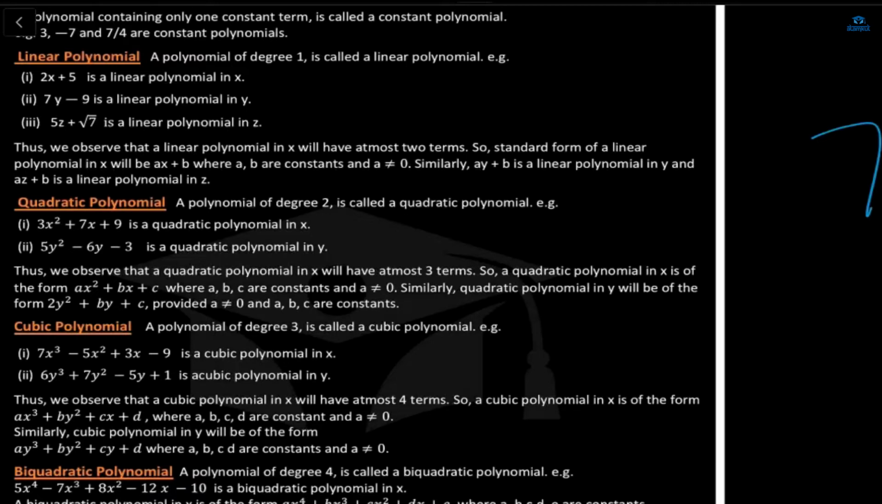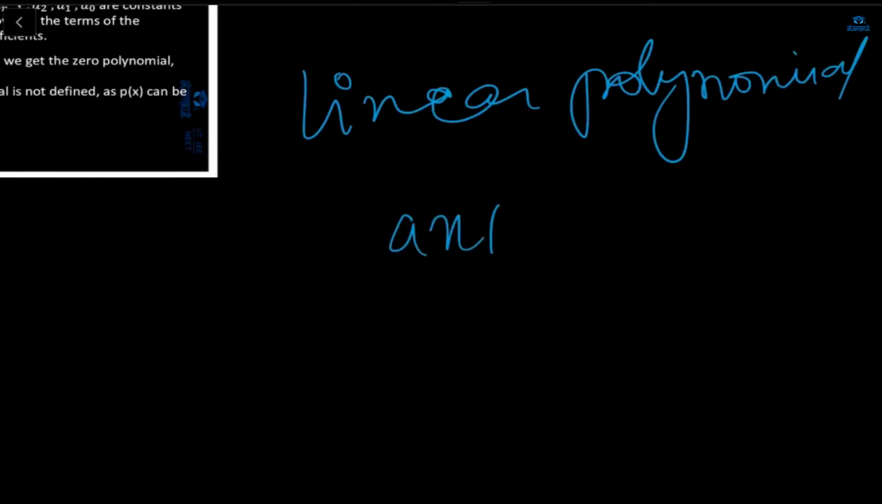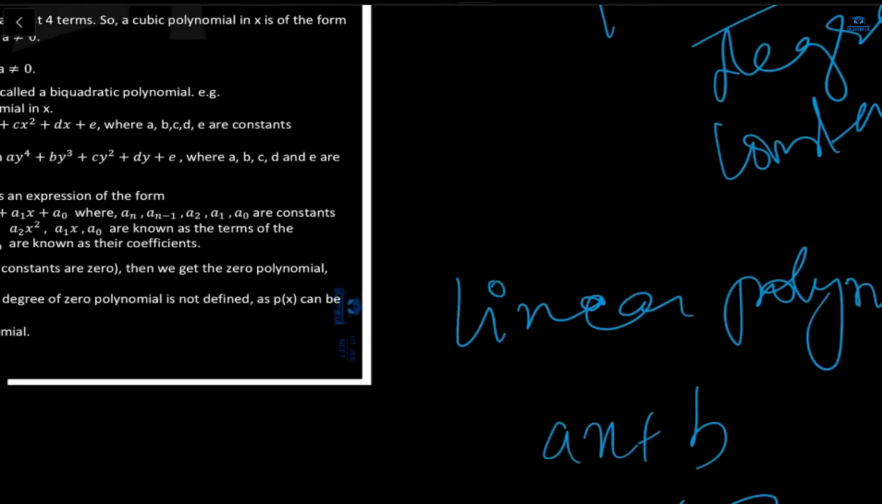It is of the form ax plus b, where a is not equal to 0, because if the coefficient of x becomes 0, then it will not be a linear polynomial. If a is 0, then this whole term becomes 0 and only a constant number will be there, so it will become a constant polynomial. So for a linear polynomial, the value of a should not be 0.